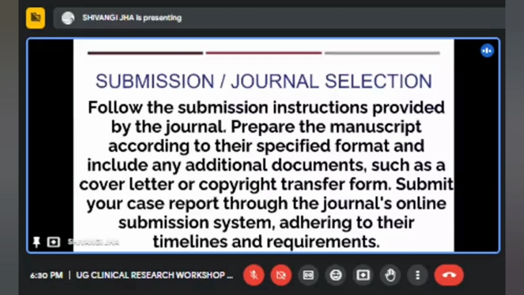Do not miss the timelines and requirements. So for example, there is the Indian Journal of Vascular and Endovascular Surgery. It only accepts 5 to 6 cases per year. For a single edition, they publish four times in a year. They hardly take 5 to 6 cases.